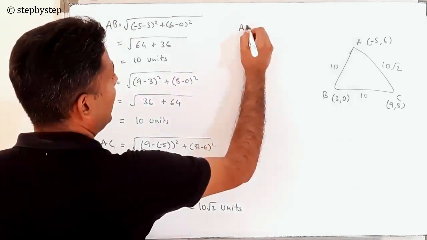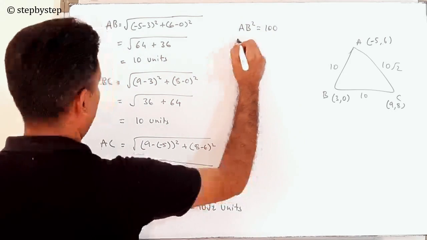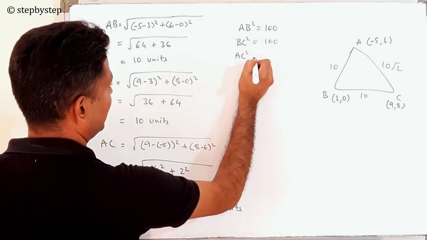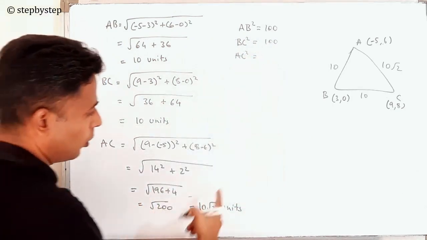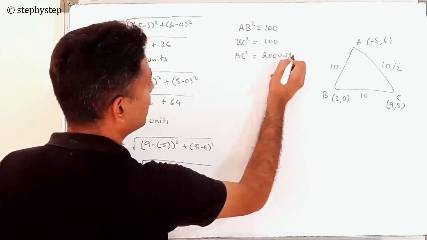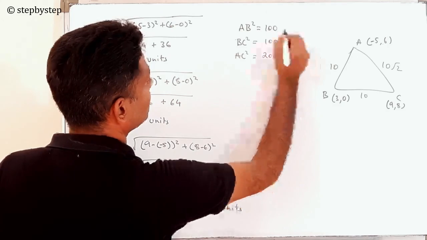Now I'll find AB square. AB square is 10 square, that is 100. BC square is again 10 square, that is 100. And AC square is 10 root 2 whole square, that is 100 into 2, 200 units square, right?